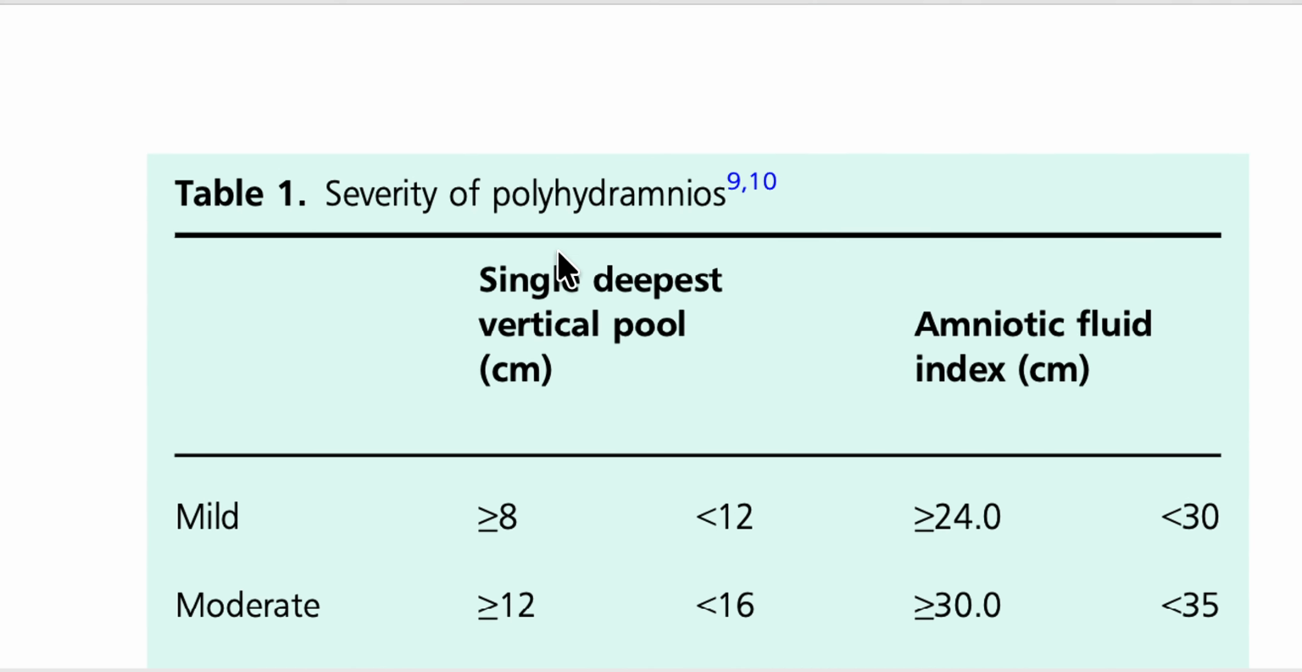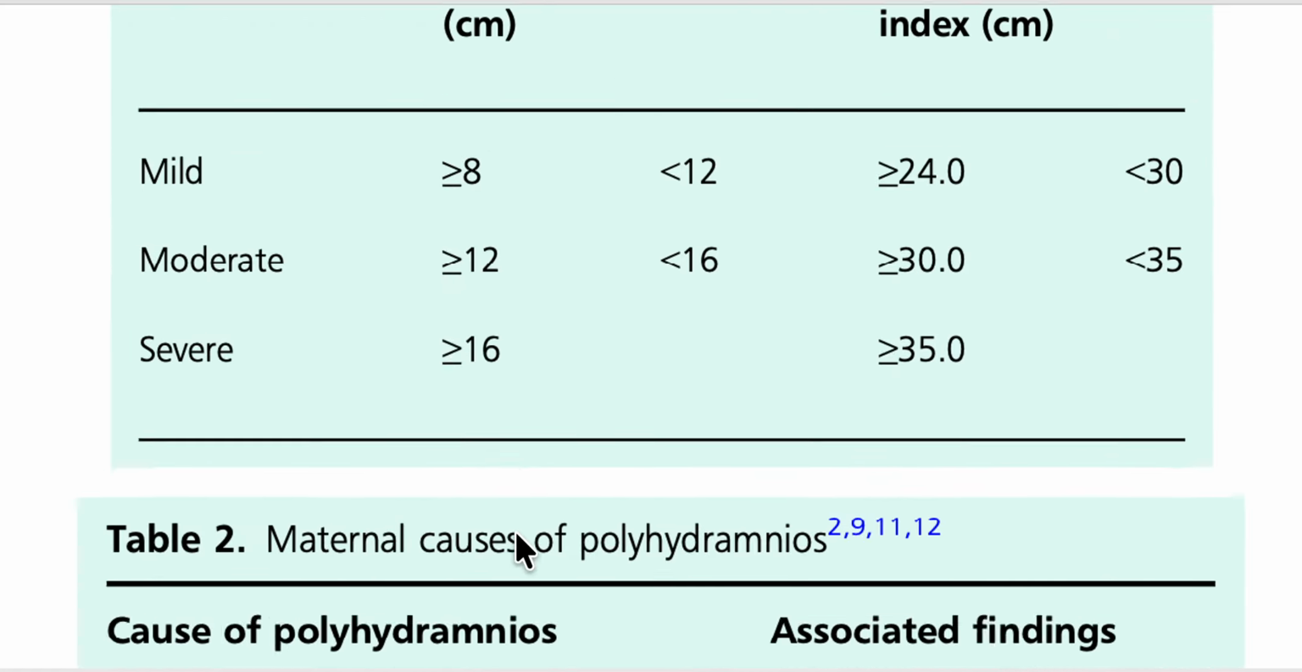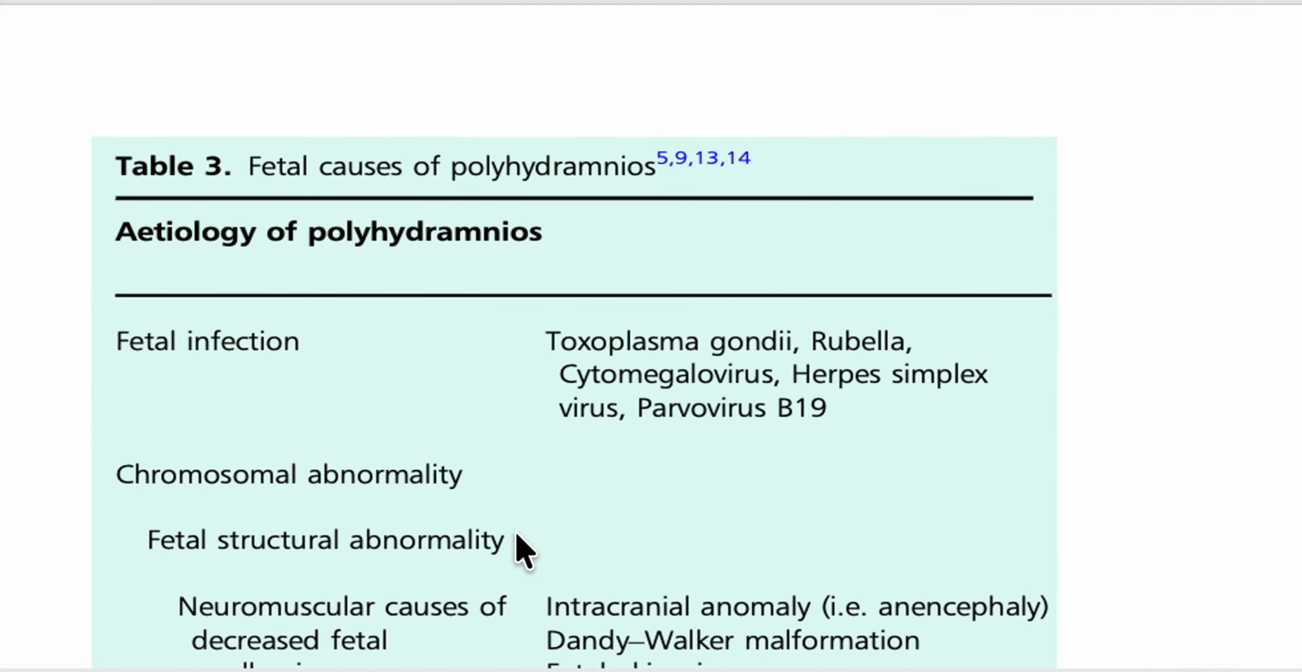This is the causes of polyhydramnios. I will consider the severity. Severity means mild is more than this amniotic fluid index, or the single deepest vertical pocket. Mild means more than 4 to less than 12, and if the index is increased more than 24, up to less than 30, it is moderate more than 12 and severe more than 16. This will be polyhydramnios.